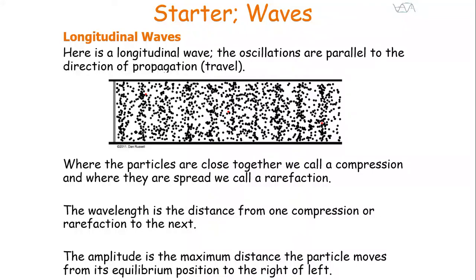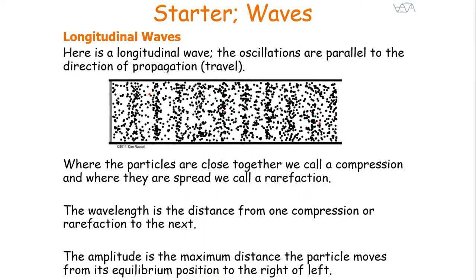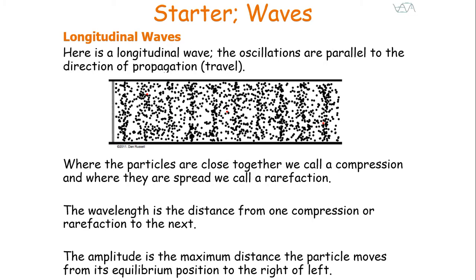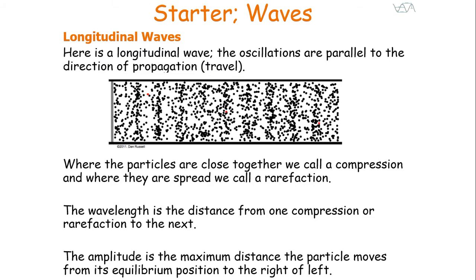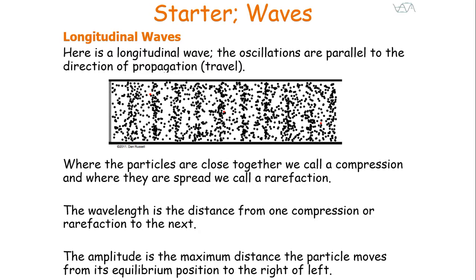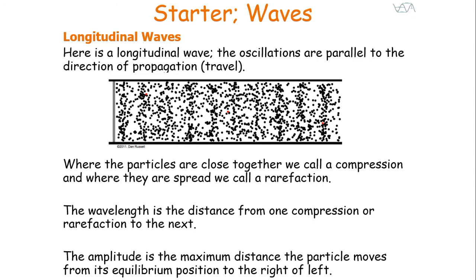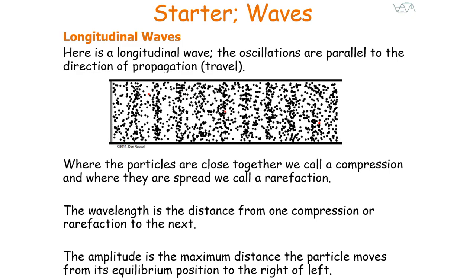A longitudinal wave is when the oscillations are parallel to the direction of propagation, energy transfer. When the particles are close together, we call that a compression, and when they're spread out, we call that a rarefaction. The wavelength is the distance from one compression or rarefaction to the next corresponding value in the next wave, and the amplitude is the maximum distance a particle moves from equilibrium to the right or the left.